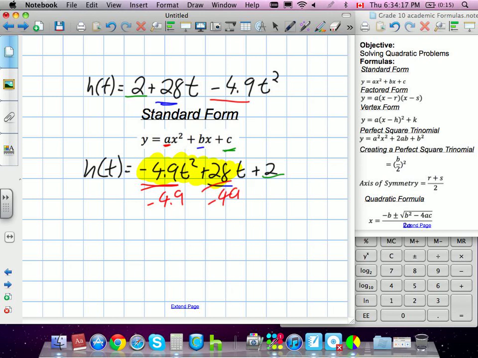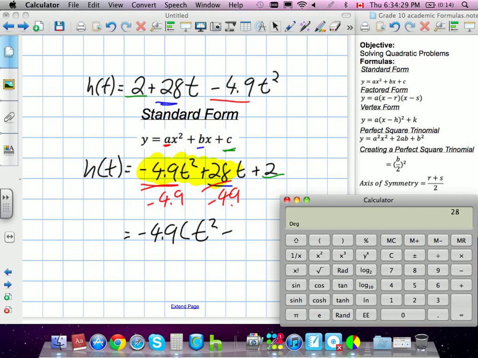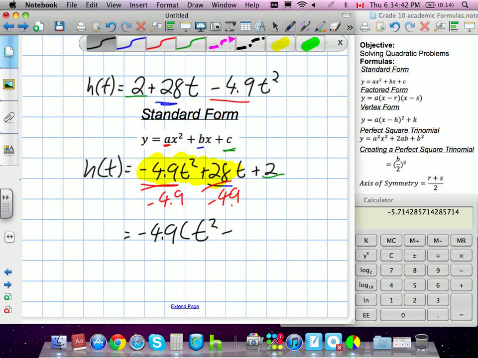And then positive divided by negative gives me a negative. So 28 divided by negative 4.9. What we're going to end up with is actually a fraction. Now I have a decimal, but it'll probably be easier if I work in fraction form here. 28 divided by negative 4.9. Brackets, plus 2.